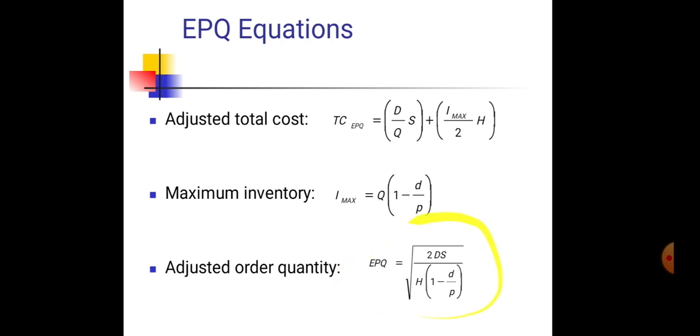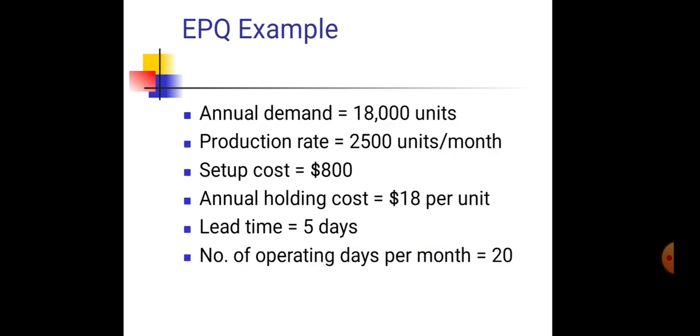This is the EPQ, the adjusted order quantity, that is economic production quantity. In view of the production setup, if there is no proper utilization of all workers, EPQ is considered here. These are the total cost and EPQ calculation formulas, and this is the maximum inventory. Now we'll see one example.